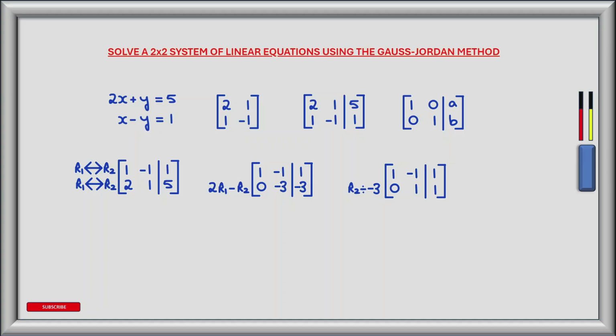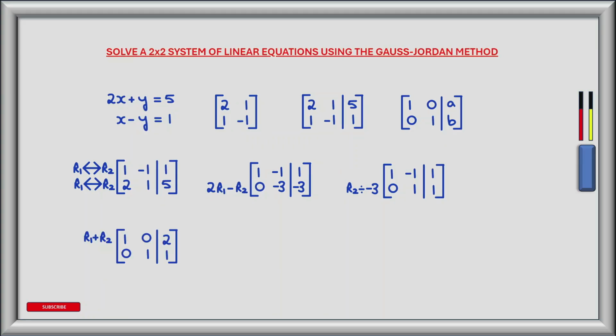And for step number 4, we need to use row operations to make all other entries in column 2 to be 0. So we're only interested in one other entry in column 2, and that's this one here. And we need to make this a 0. And to achieve this, we can add row 1 and row 2. So this is row 1 and this is row 2. And if we add them both together, the new row 1 becomes 1, 0 and 2, and row 2 remains unchanged, so we have 0, 1 and 1. So now we have the matrix in reduced row echelon form.